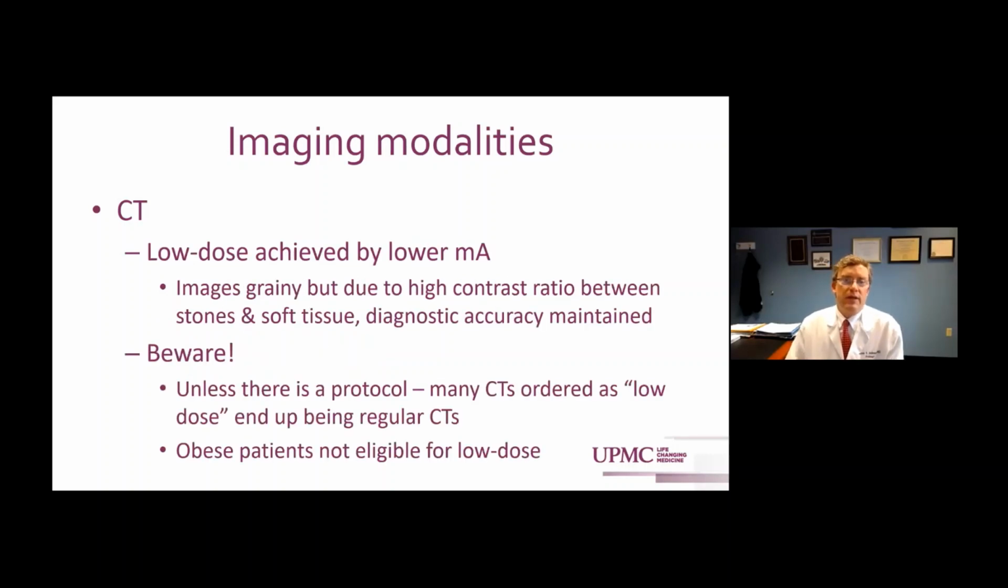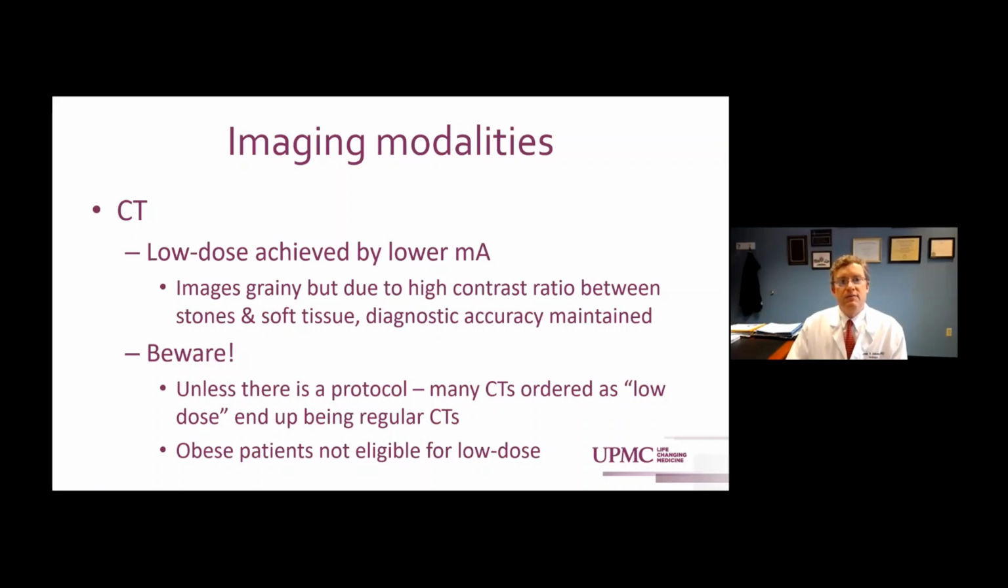As I said, you lower the milliamperage to get that. Images tend to be grainy, but given the excellent contrast ratio between stones and soft tissue, which is really a dramatic difference in Hounsfield units, you still can see those stones very nicely, even though it's grainier, and diagnostic accuracy has been maintained in every study that's been done on that.